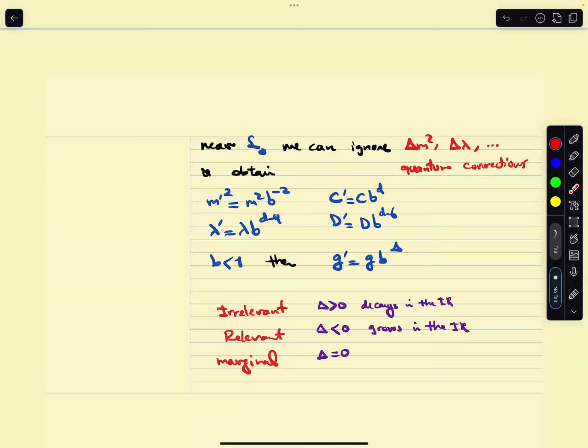What is this? This is exactly the naive dimensional analysis we did at the beginning of this course, where we had a coupling, and we saw the mass dimension of the coupling, and we said that if delta is larger than 0, it's irrelevant, it decays in the IR. If it's relevant, it grows in the IR, and if it's marginal, it remains the same, right? So this is repeating that classical analysis. Classical because I just dropped all the quantum terms. Questions?